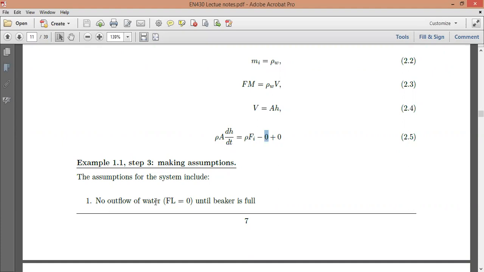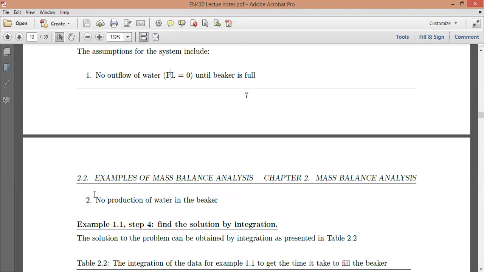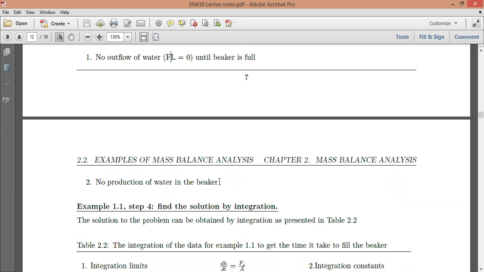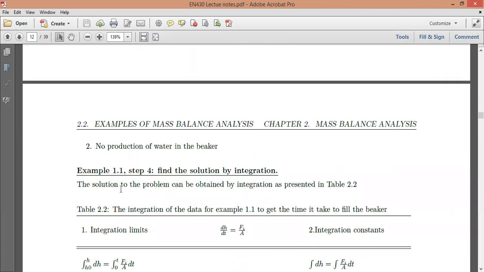No outflow of water. Okay, so meaning F outlet, this should be a small letter L down there. So meaning the volumetric flow at the outlet is equal to 0, because the beaker is full. The second assumption is that there's no production of water in the beaker, so our P is equal to 0. Okay. Then the third step is to find the solution using integration.